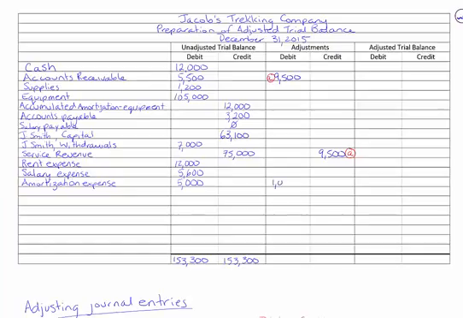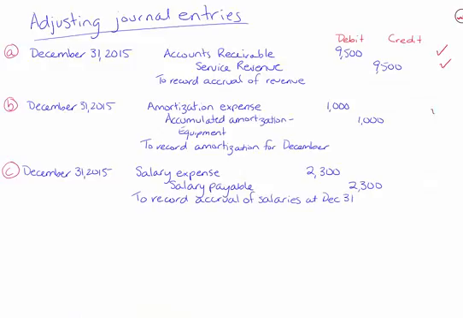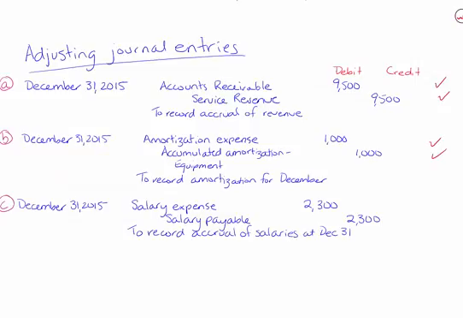Now let's do the next one, B. Debit amortization expense and credit accumulated amortization equipment for $1,000. And again, I'm just putting the letter beside the numbers so that we can see which journal entry this is for. Go back to your journal entries and check them off as being done. Now let's do C. Debit salary expense, credit salary payable for $2,300. And go back to your adjusting entries and mark it off as being done.